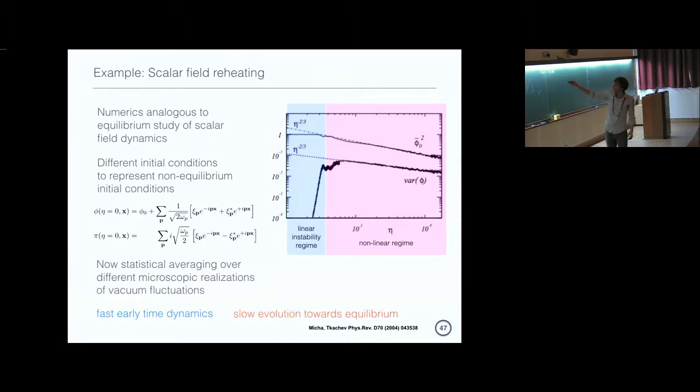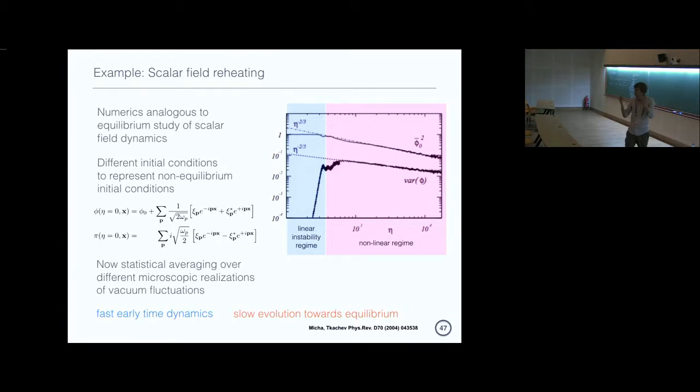So following this fast early time dynamics in the linear instability regime is a very, very slow regime where fluctuations are large, so field equations are highly nonlinear. But even though this is highly nonlinear, and you could think that the system here is very fast, the system actually evolves very, very slowly, and it evolves onwards towards equilibrium.